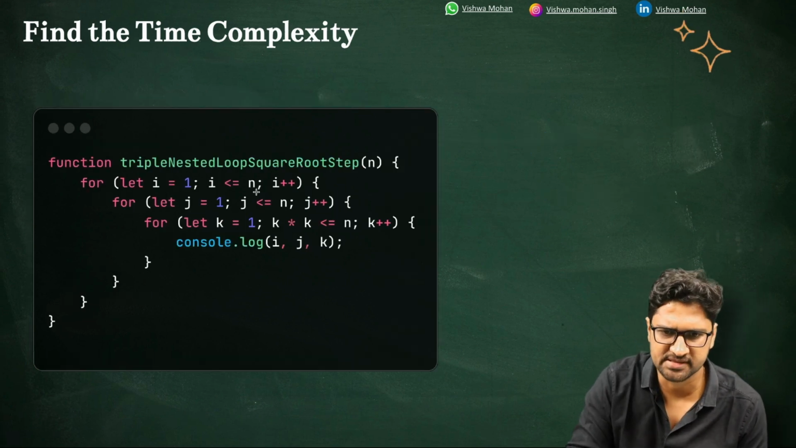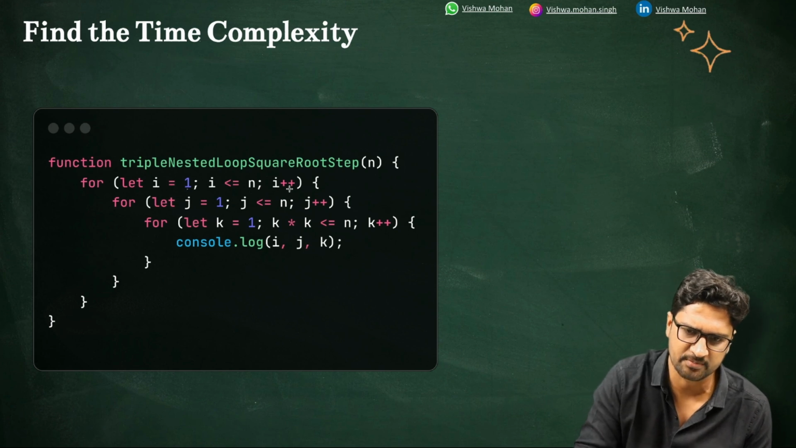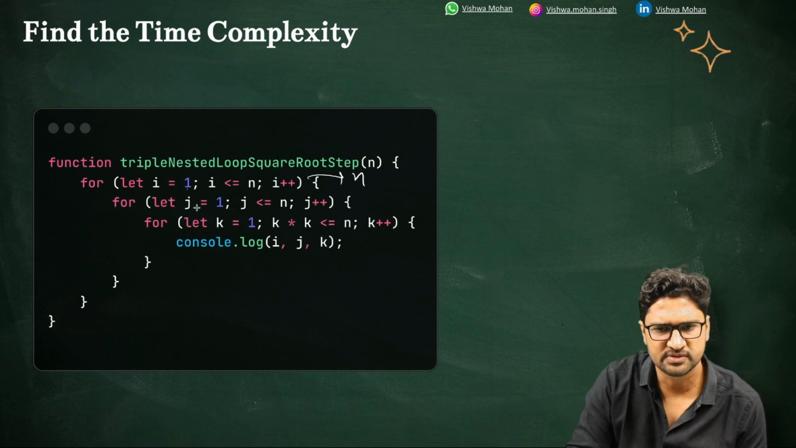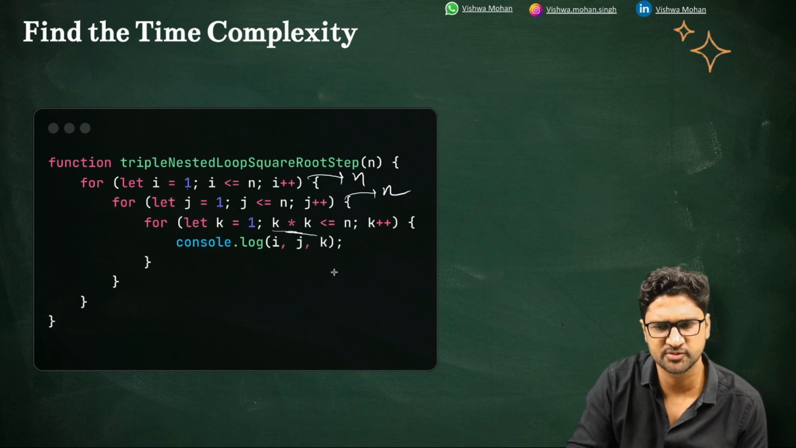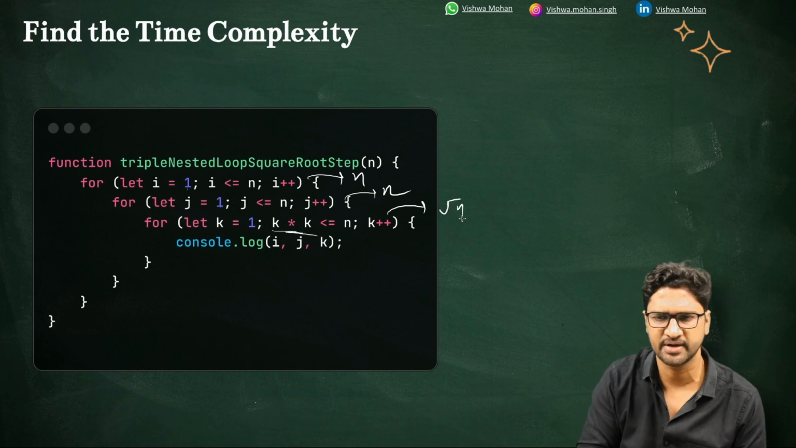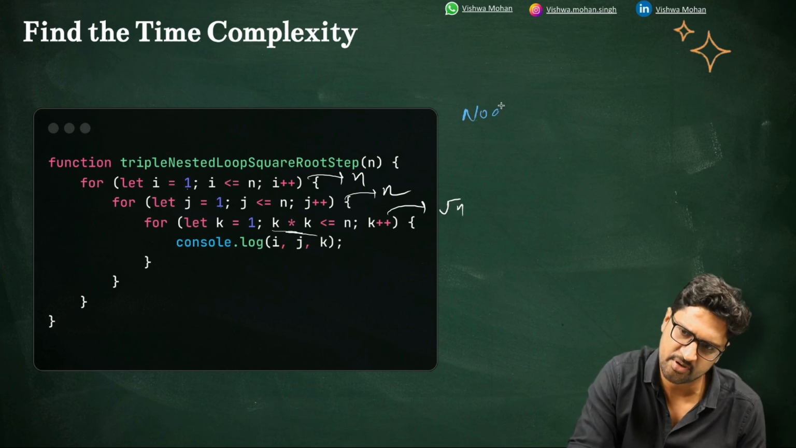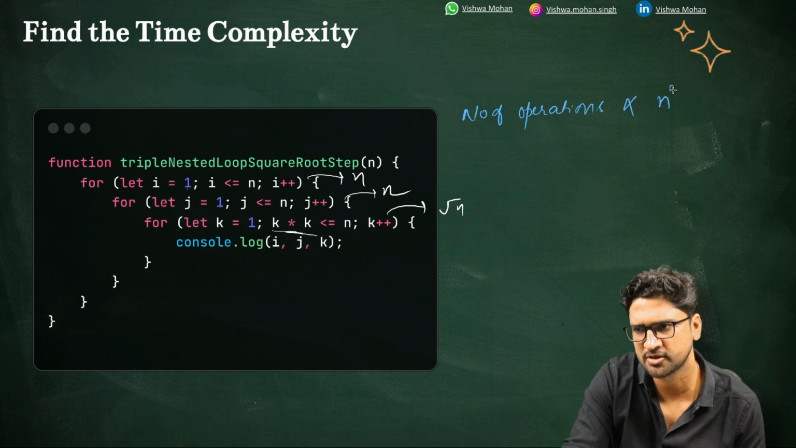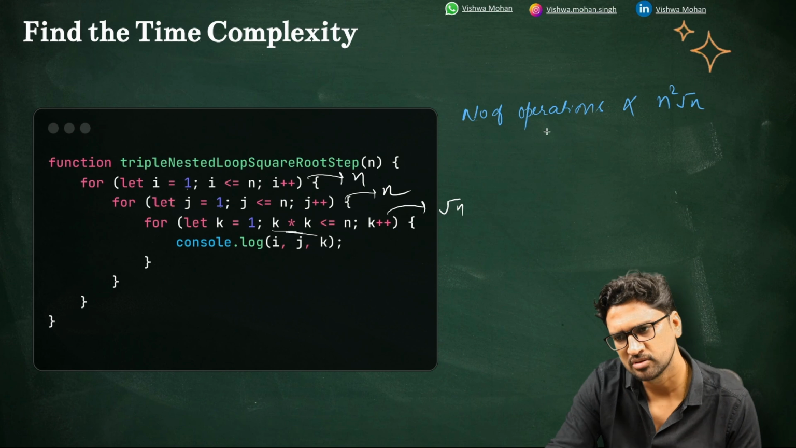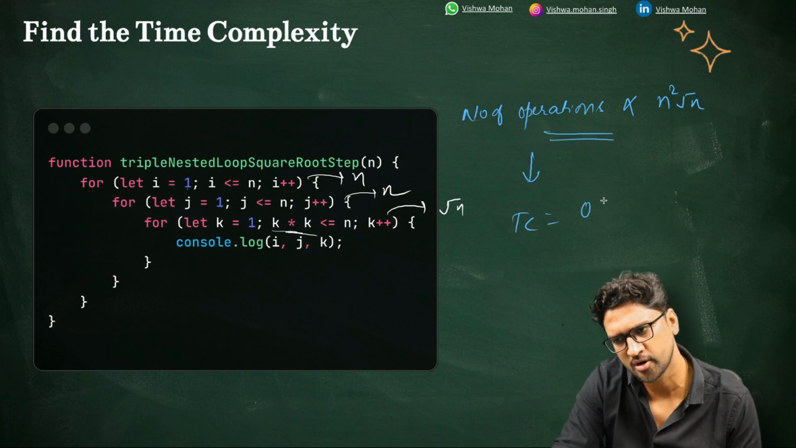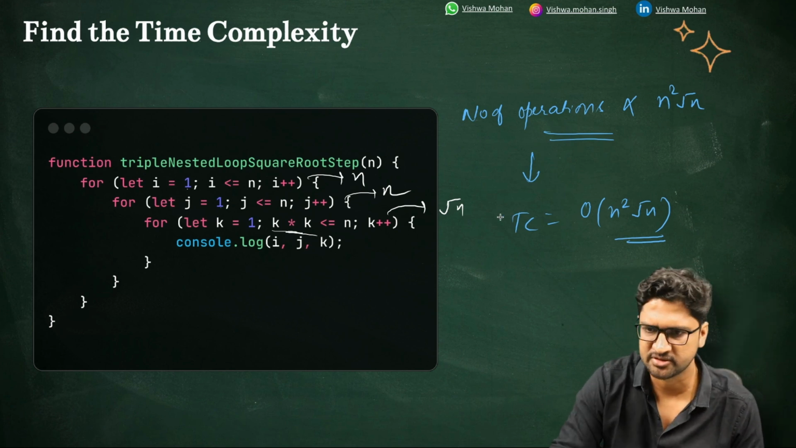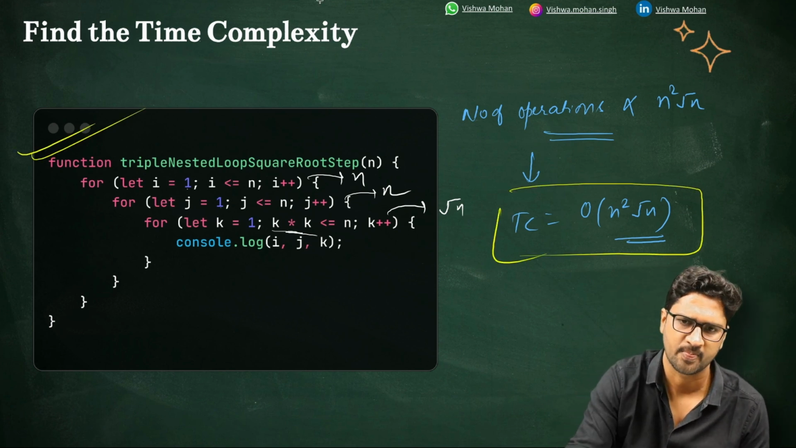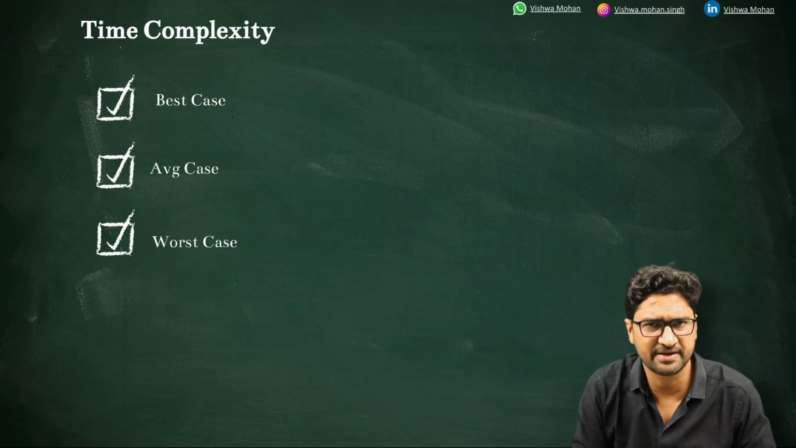If I take this question, i equals 1, i is less than or equal to n, i plus plus, this will run for n times. This one, j equals 1, j less than or equal to n, this will run for n times. This k square, as you can see here, we have already solved this, will run for root n times. So the number of operations here will be proportional to n square root n. So my time complexity will come out as order of n square root n. This will be my time complexity of this specific problem. Let's move on further.